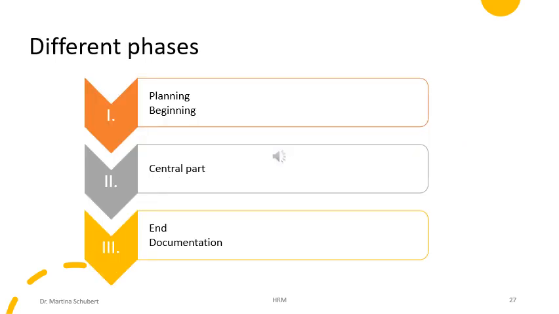On the next slides, you see the different phases of the interview. Usually it is divided in three parts. The planning, of course, which we mentioned before; the beginning, where you start by making the person feel at ease, asking how they found the way to come to the company, how they are doing at the moment. Then the central part, where you ask the main questions, and then the end, where you ask the candidate if they have questions, and the documentation. And when they get to know the result.